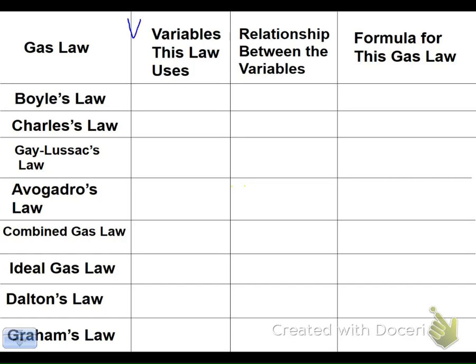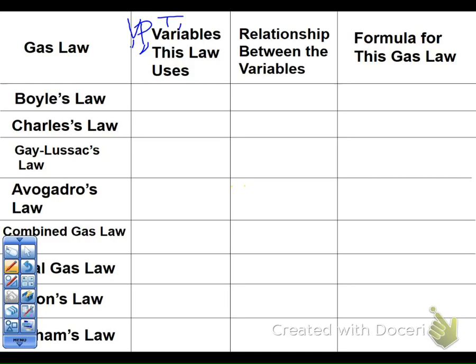Another important variable when we deal with gas laws is pressure, because the particles in a gas are always exerting a pressure on the walls of their container by making collisions. Then another variable that the kinetic molecular theory tells us about gases is that they have a temperature. That temperature is a reflection of the average kinetic energy that the particles of a gas have in their container. So in other words, how fast they're moving around.